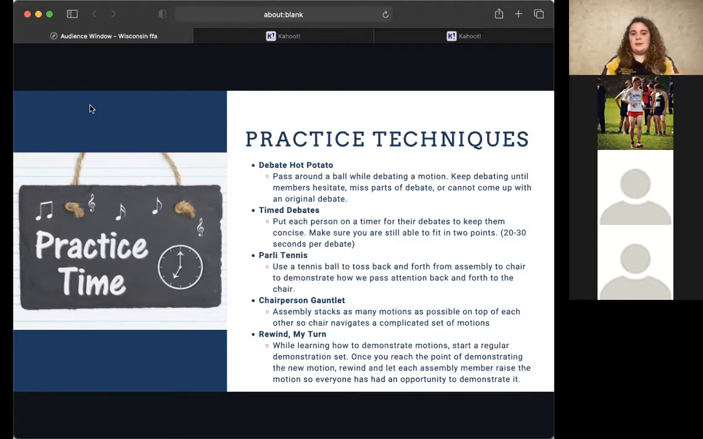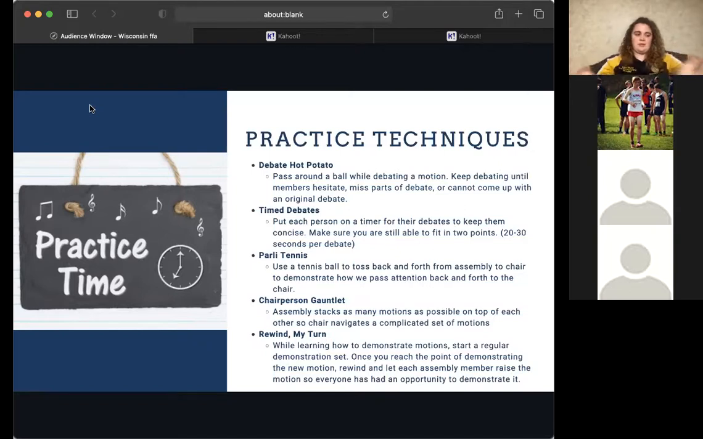I collected some different practice techniques we can use when we just need to switch something up, or we really need to focus in on one area of the parliamentary procedure competition. And that's what all these 5 different things are meant to do. So the first one on here is debate hot potato.